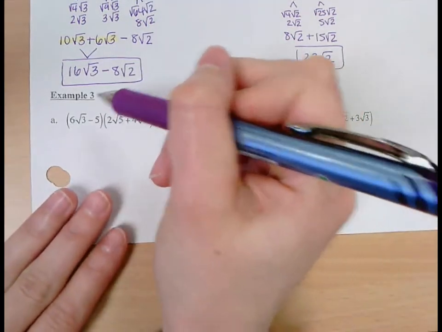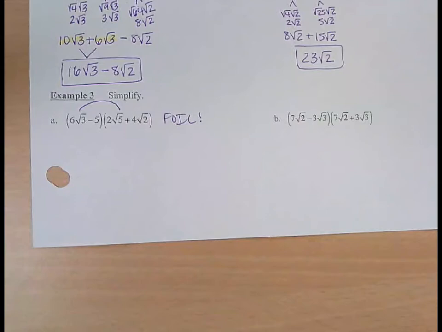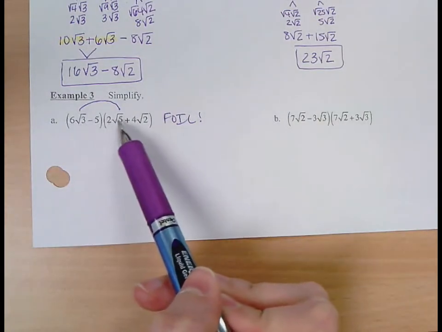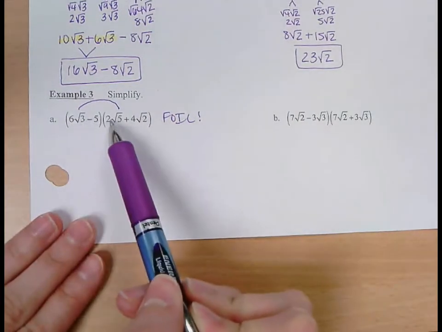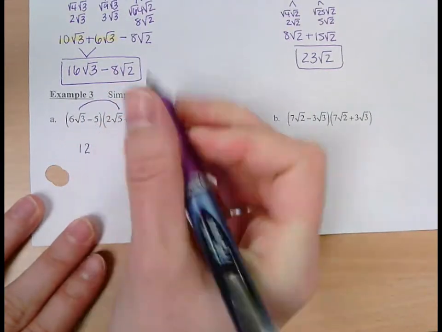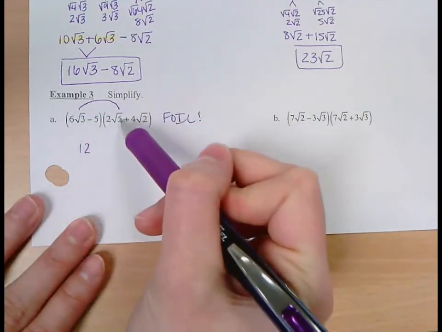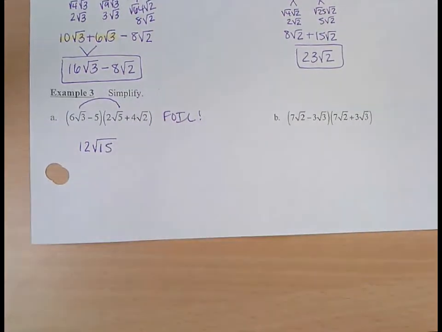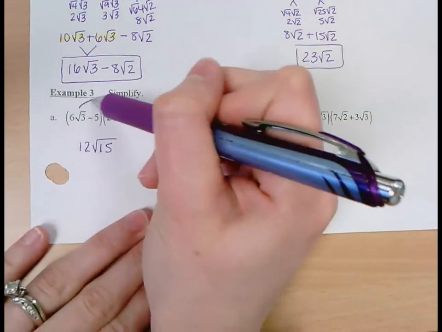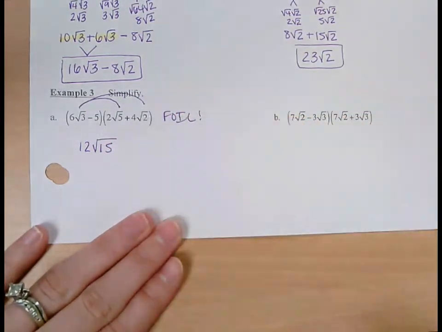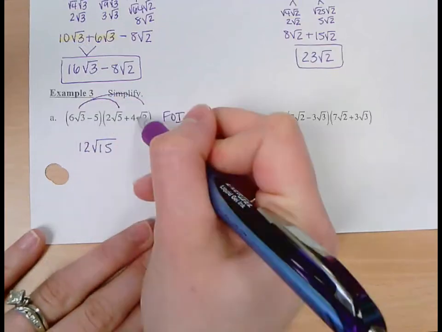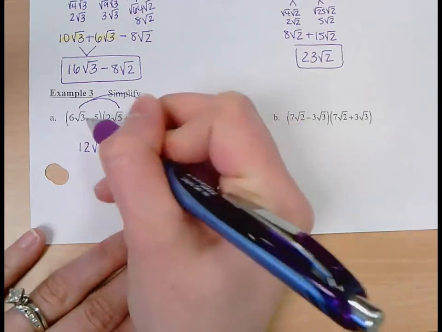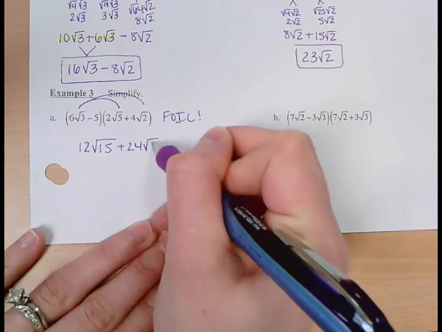For this first term, when I multiply 6 root 3 by 2 root 5, the 6 and the 2 get multiplied to be 12. Because I have the square root of 3 and the square root of 5, I can multiply those to be the square root of 15. I multiply the numbers in front and the numbers inside to get my term. That's the first term. The outer term, 6 root 3 times 4 root 2: 6 times 4 is a positive 24, and square root of 3 times square root of 2 is square root of 6.